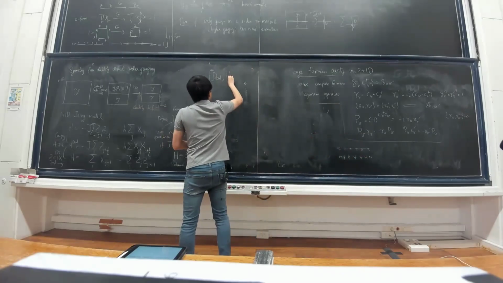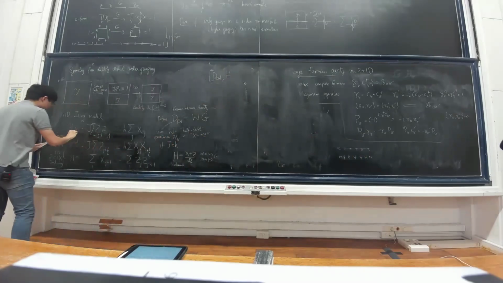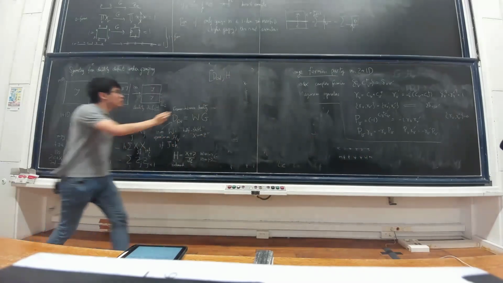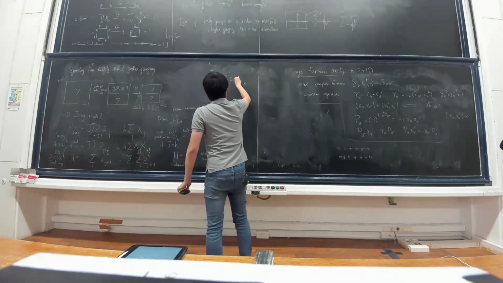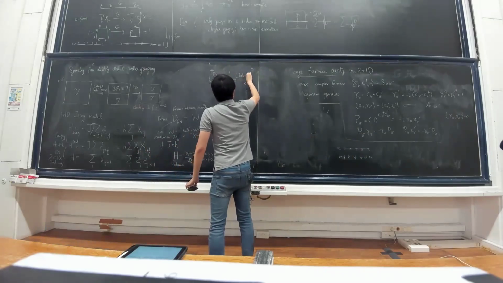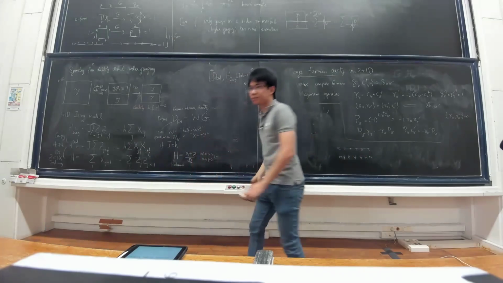So it commutes with the Ising Hamiltonian, H Ising, if J is for the H.